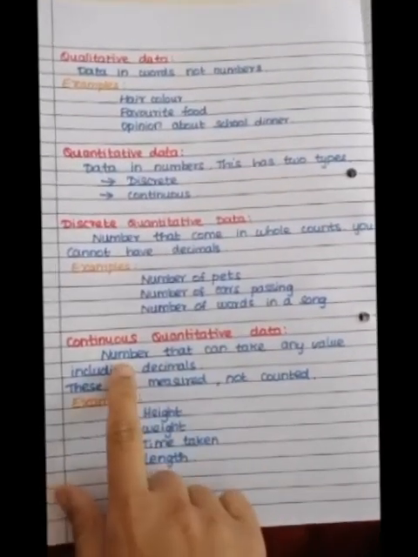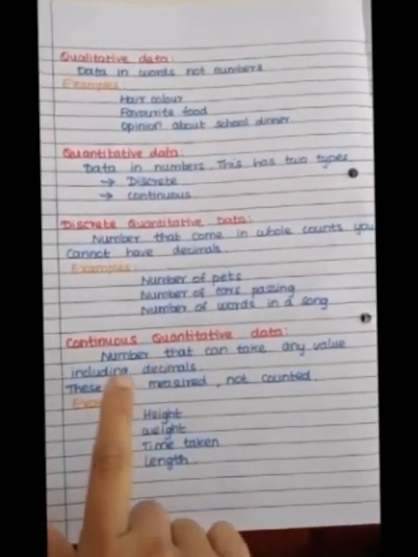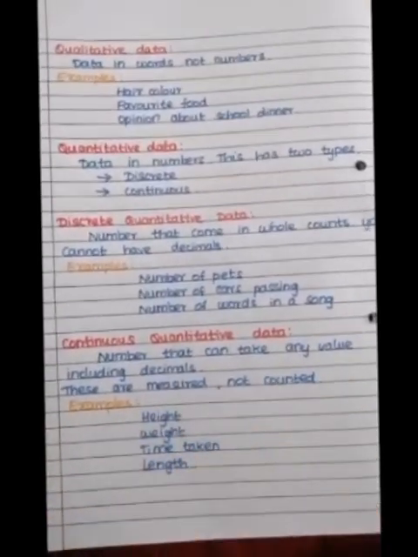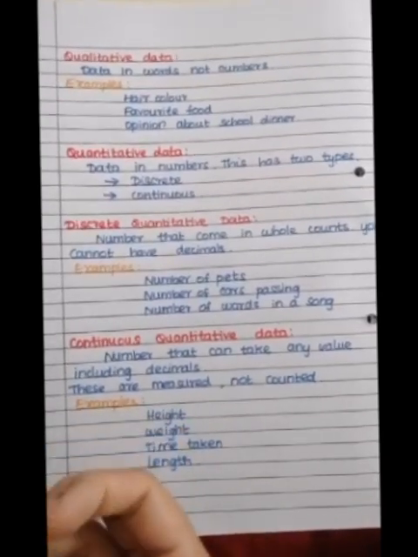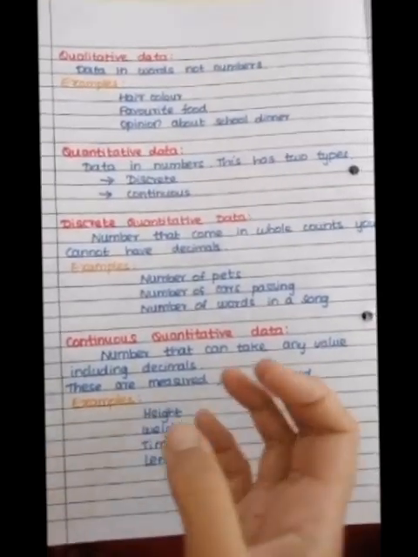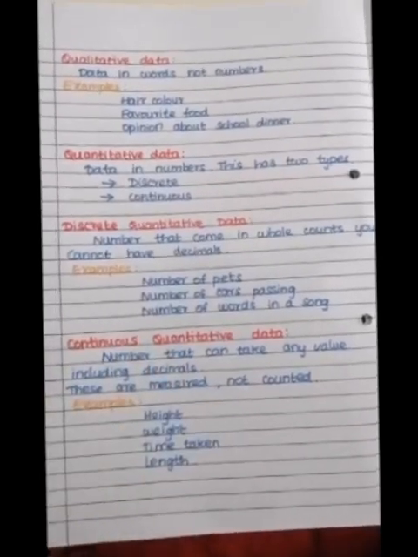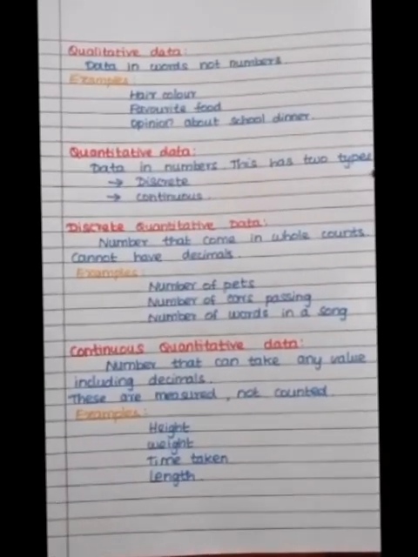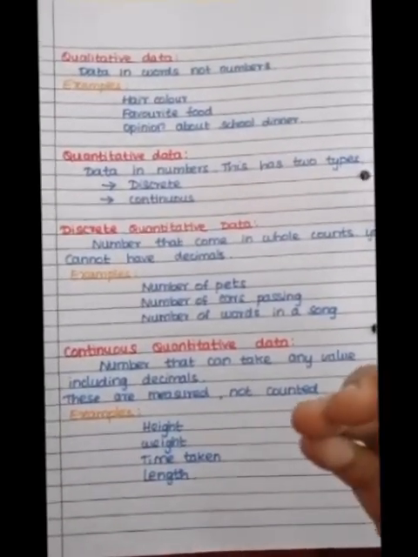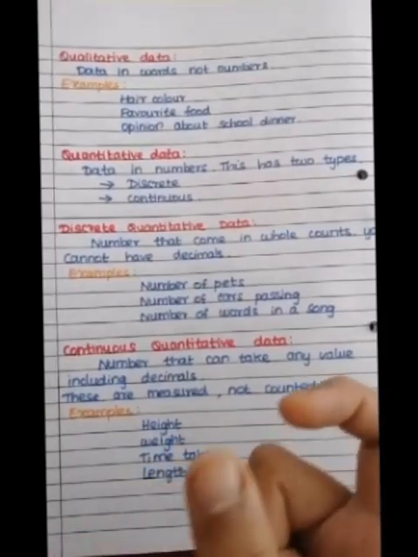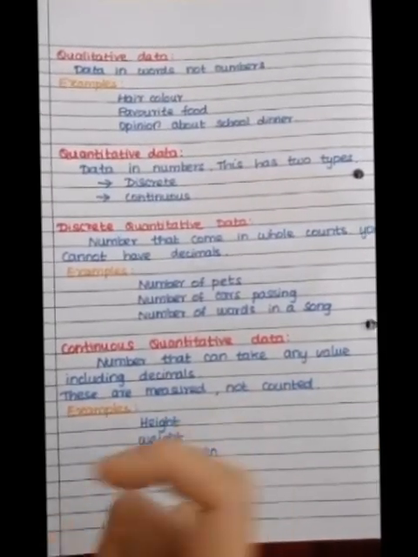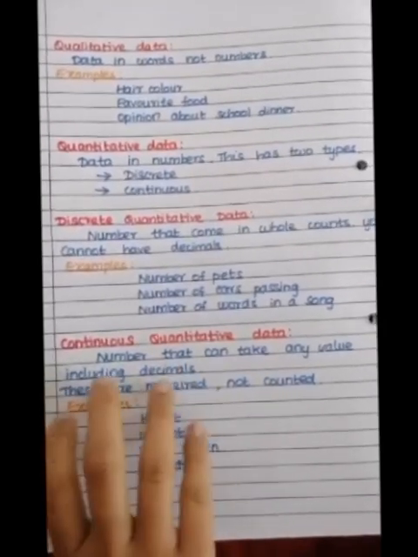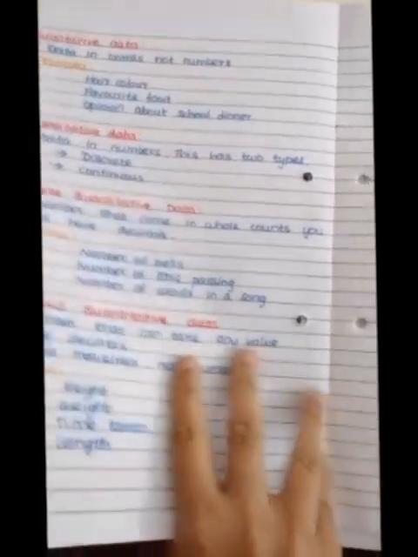The other one is continuous quantitative data. Continuous quantitative data means the number can take any value including a decimal. You can take a whole number, you can take a decimal number, all comes under continuous. Okay, that is measurable and not counted. Some examples are height and weight in decimal numbers. If you take kgs and grams, all comes in decimal numbers. So all that comes under continuous quantitative data.